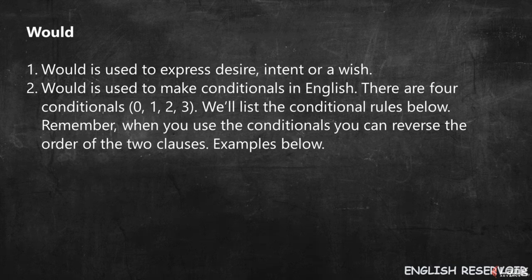Would. 1. Would is used to express desire, intent, or a wish. 2. Would is used to make conditionals in English. There are 4 conditionals: 0, 1, 2, 3. We'll list the conditional rules below. Remember, when you use the conditionals, you can reverse the order of the 2 clauses. Examples below.